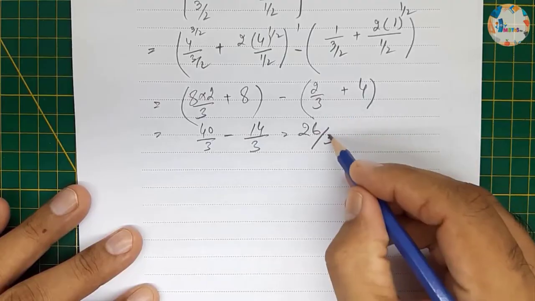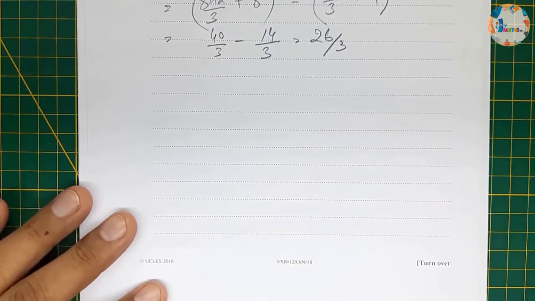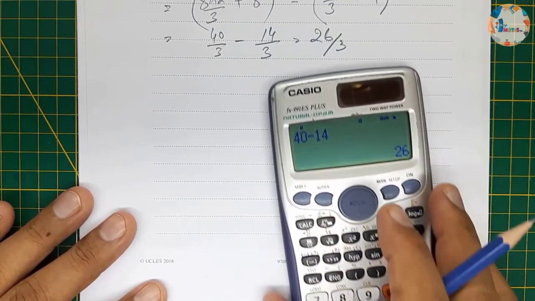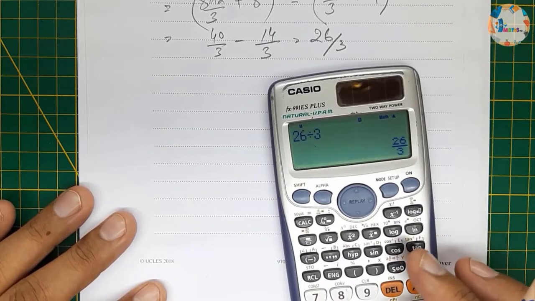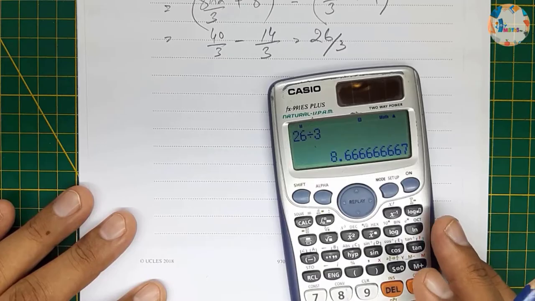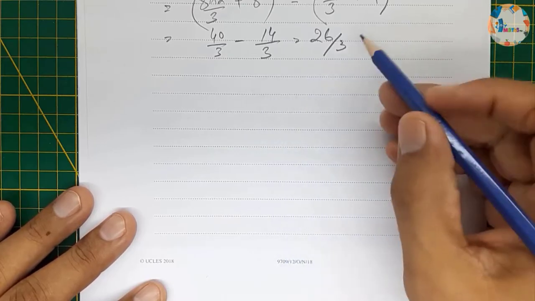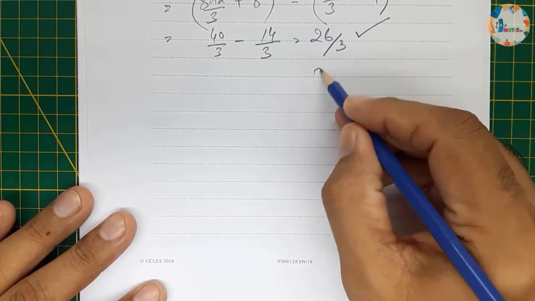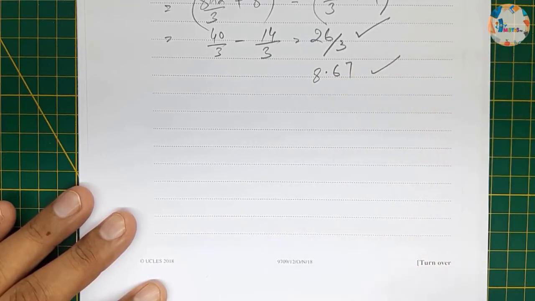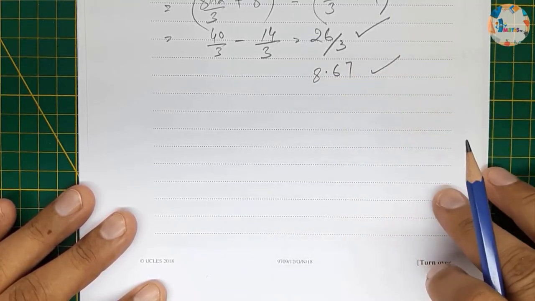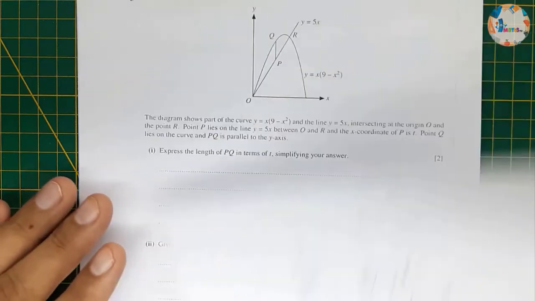26 over 3. And this can be the answer, or we can change it into decimal also. 26 divided by 3 will be 8.67. So 8.67 can be the answer. This is basically the answer which we can write.